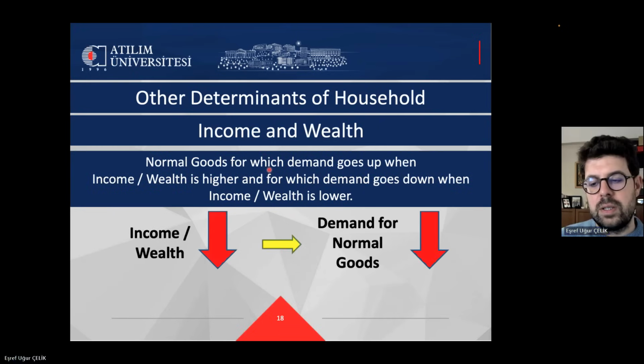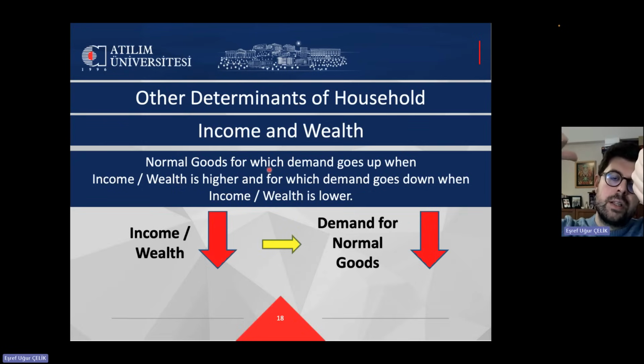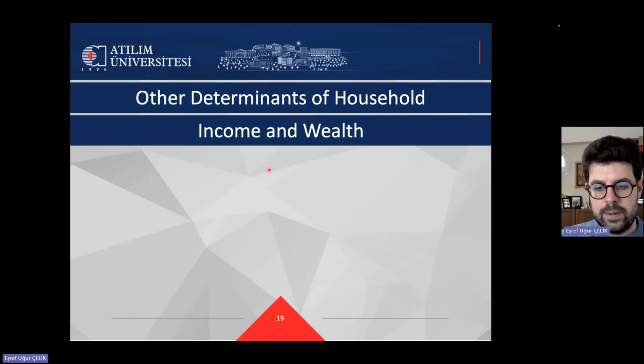So that means positive means direct relationship. When income or wealth decreases, the demand for normal goods decreases also. Okay.